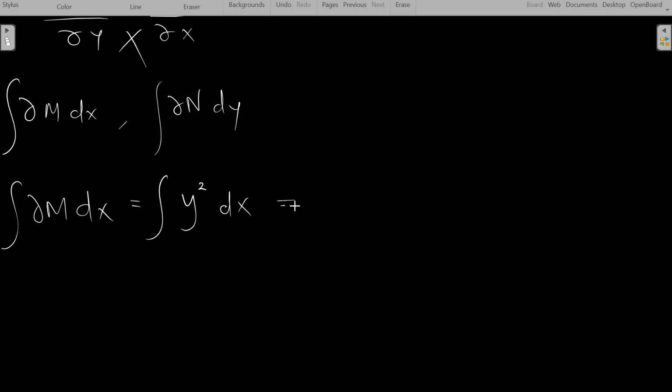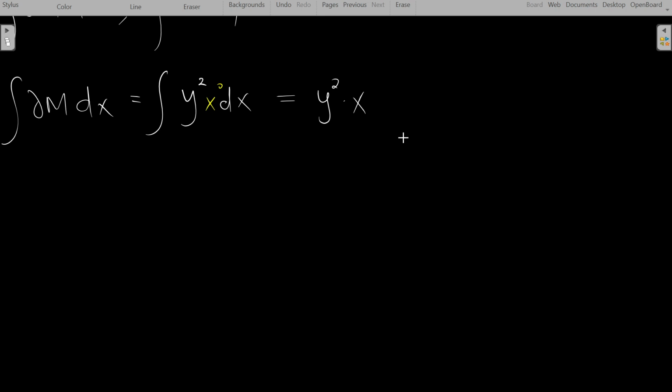We have x as a partial x at this point, so we're having an x to the 0. We treat the y as a constant, then it's y squared multiplied by x. We should add a constant of integration at this point, but it's not necessary. Now the integral of partial N, we should respect this to y instead of x.